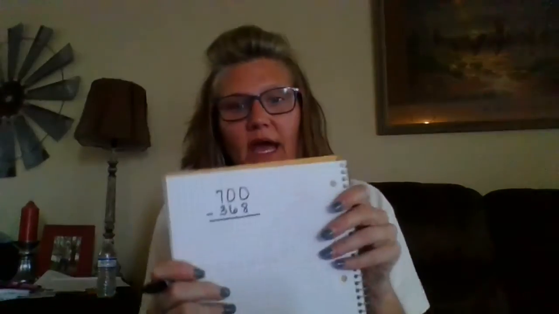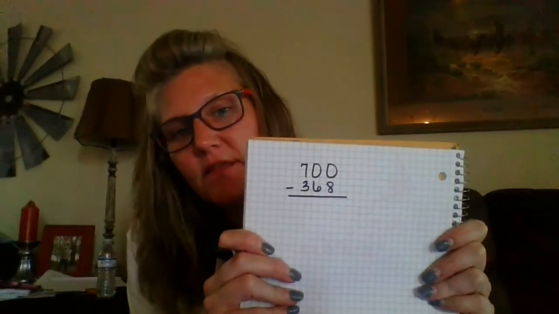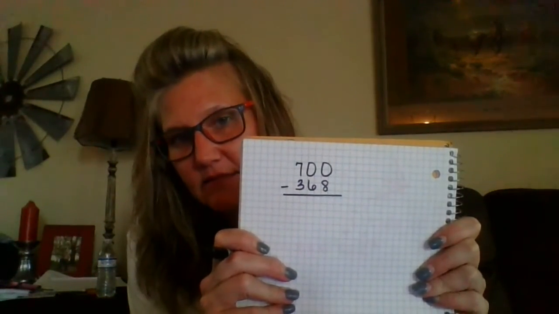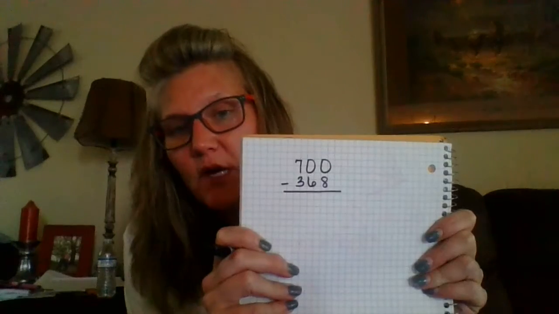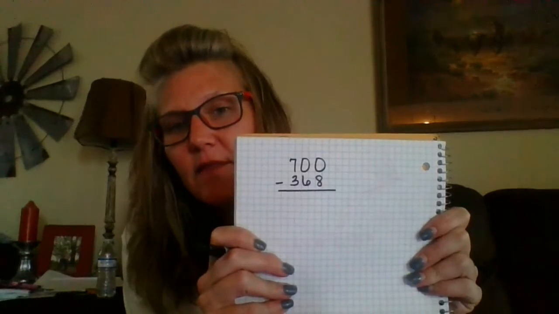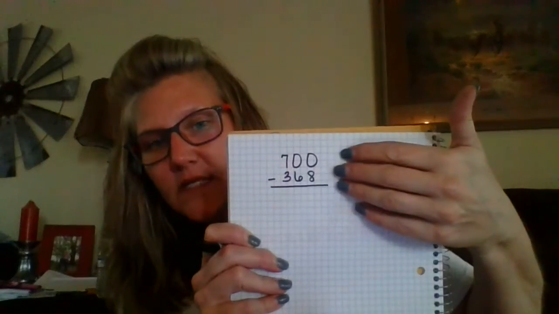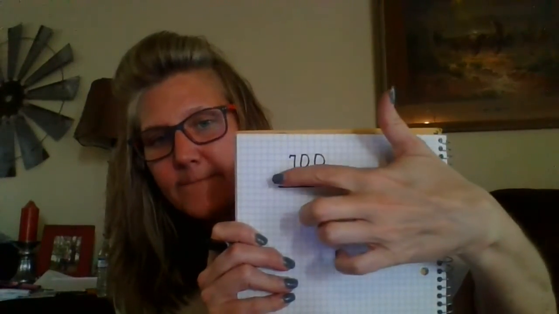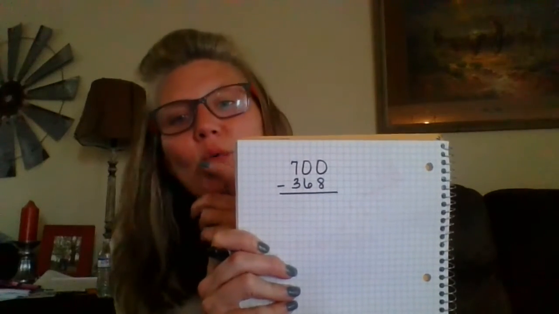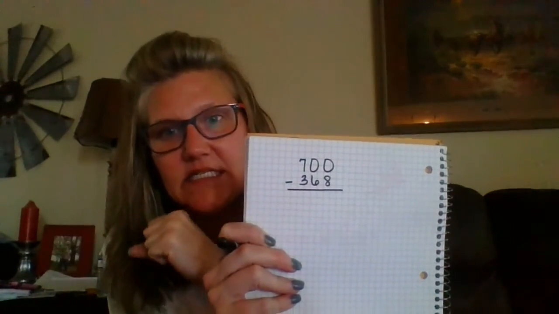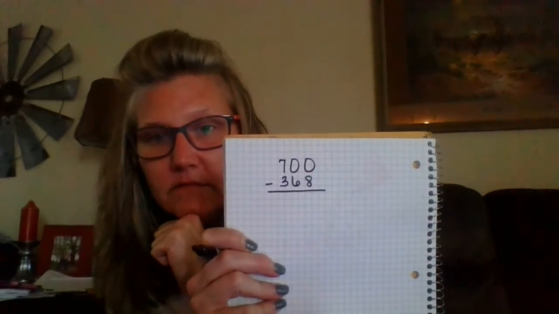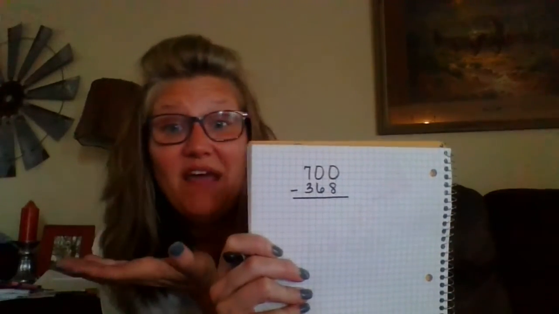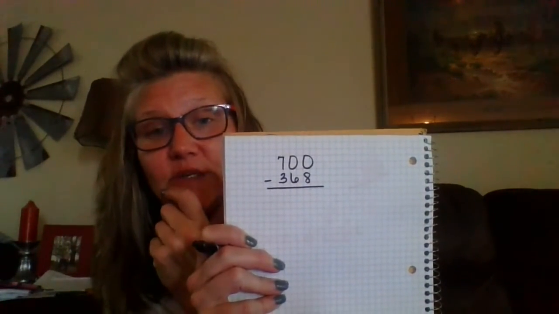So on 1A on the back, you have 700 minus 368. Where do we start? Where do we always start? In the ones place. So in my ones place, I have a 0 minus an 8. Well, if I had 0 candy bars, can I sneak 8 of them away to eat? No, because you don't have any. So guys, you cannot subtract that.